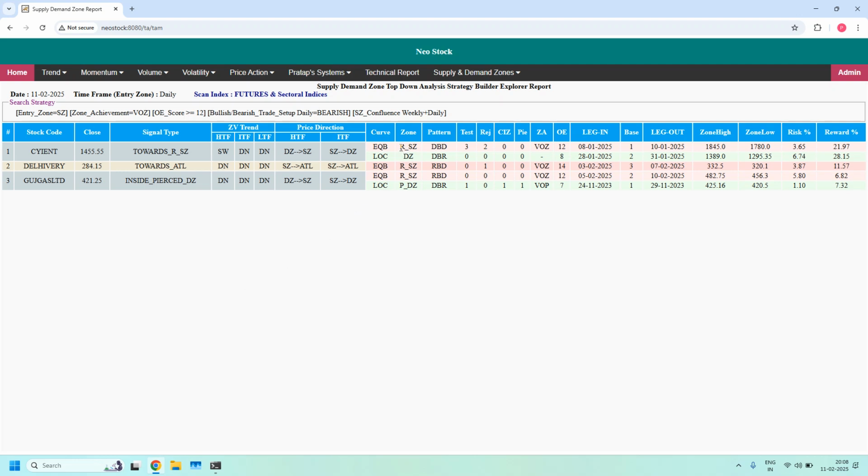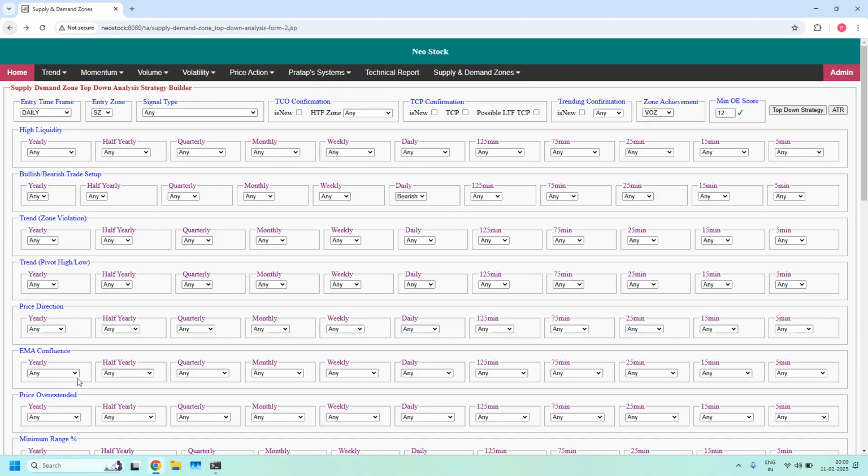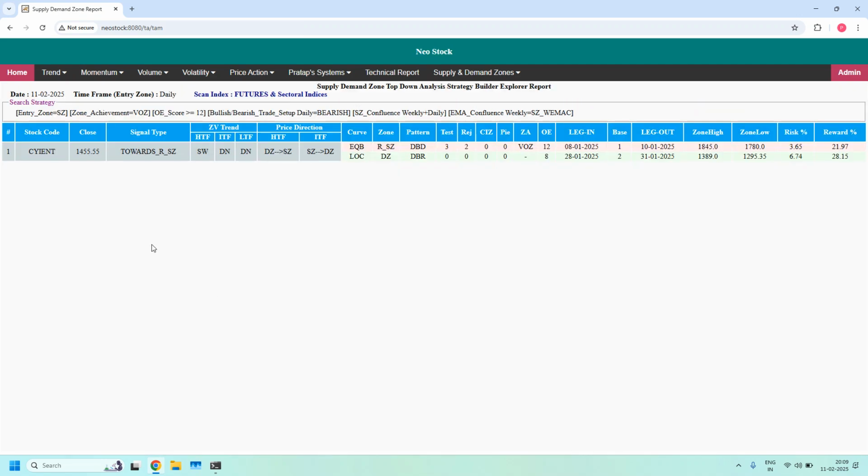So that means in these 3 stocks, these daily supply zones are overlapped with weekly supply zone, and weekly trend is down in all the 3 stocks. Let us verify how many of these weekly supply zones are having weekly EMA confluence. So weekly time frame, I am setting the filter weekly supply zone with weekly EMA confluence. We got only 1 stock. So this weekly supply zone is having weekly EMA confluence, and daily zone is overlapped with weekly zone. This is based on LTF and ITF.